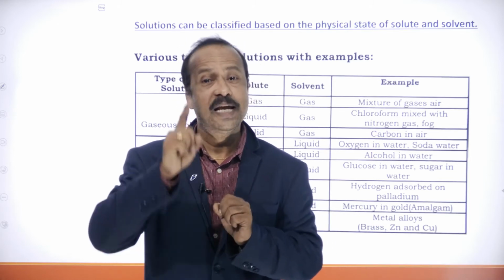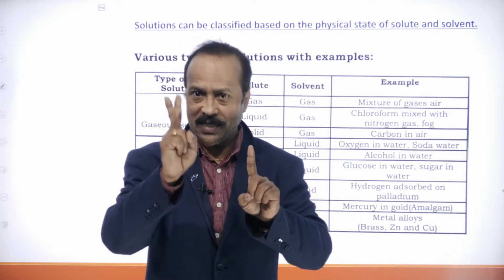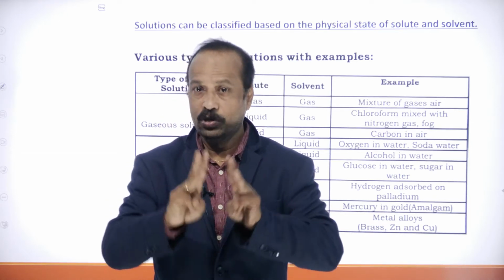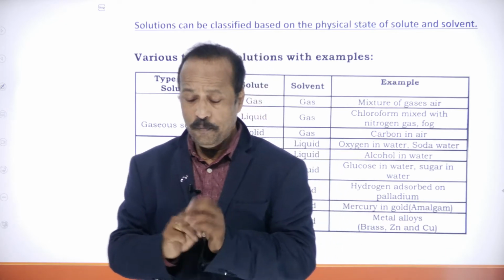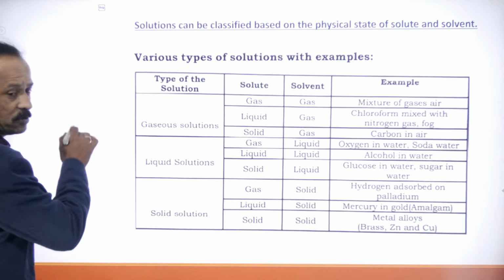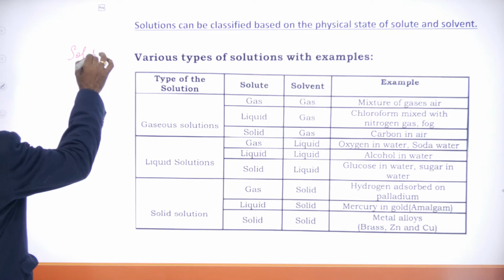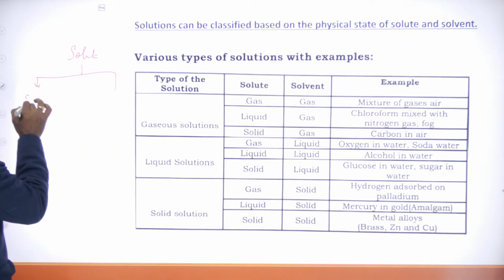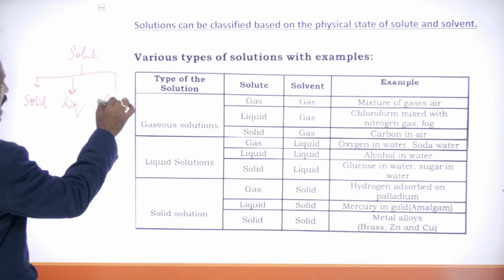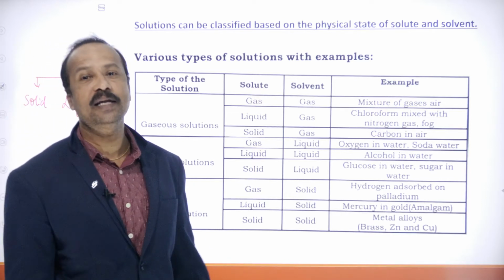Now, gaseous solutions: gas is solvent, solid is solute; gas is solvent, liquid is solute; gas is solvent, gas is solute. Here also 3 solutions are there. So, mainly the solutions are classified into 3 types. Can you see here on the screen? Okay. So, solutions are classified into 3 types. What are they? Solid solutions, liquid solutions and gaseous solutions.